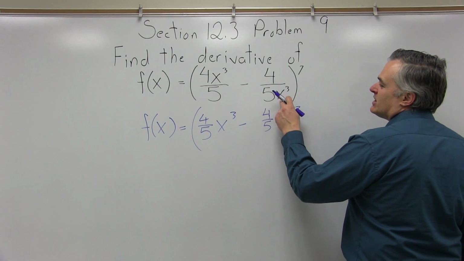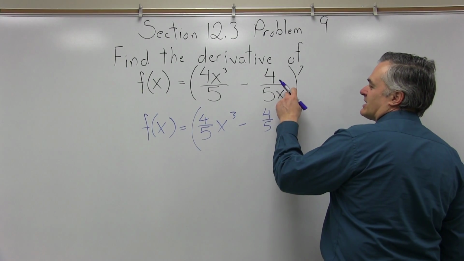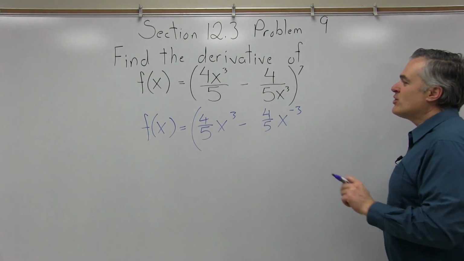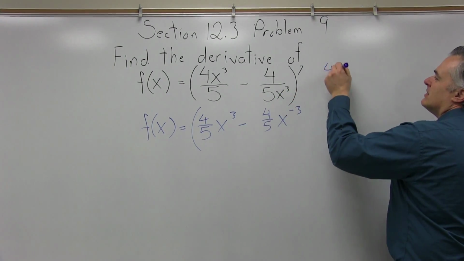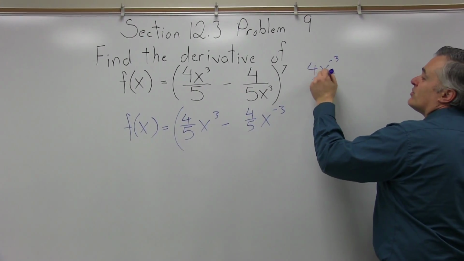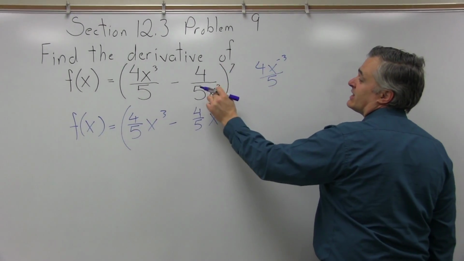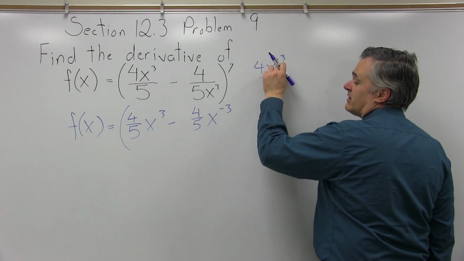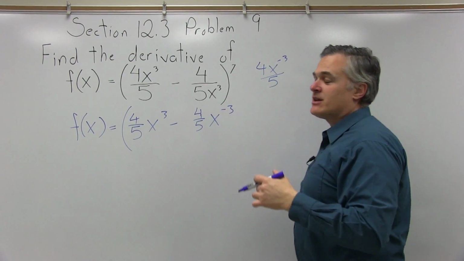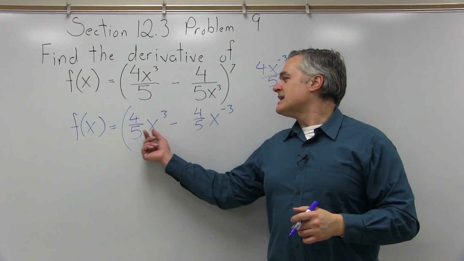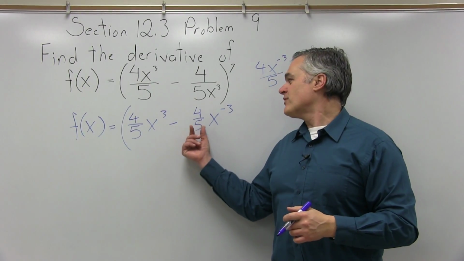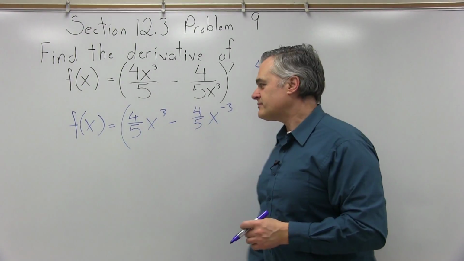Because of the x being in the denominator and having an exponent of 3, you can bring it up, and that could be written as 4x to the negative 3 over 5, just bringing the x to the third up into the numerator. But to fit the format to take the derivative of, where x has an exponent and a number in front, I prefer to write it with a fraction in front.